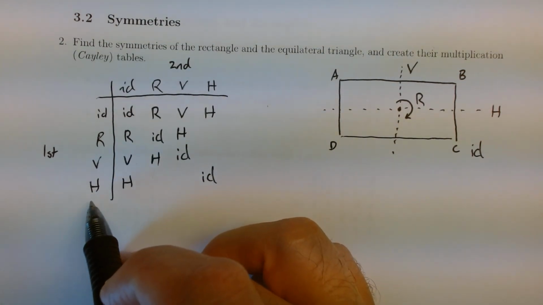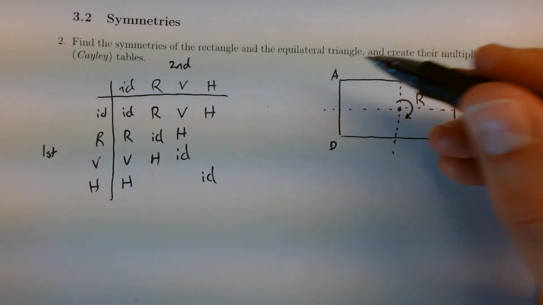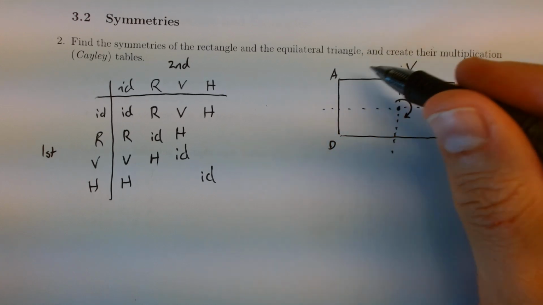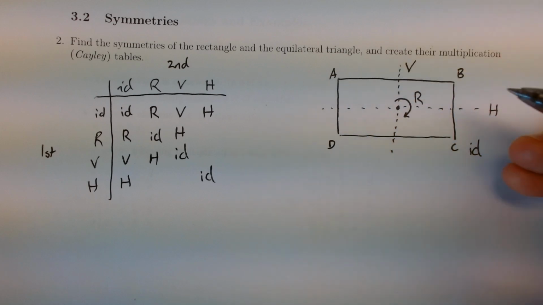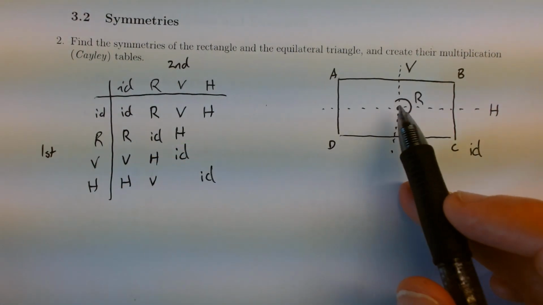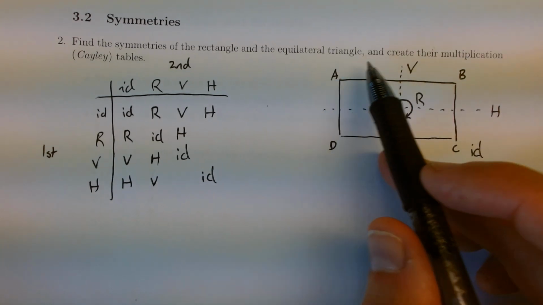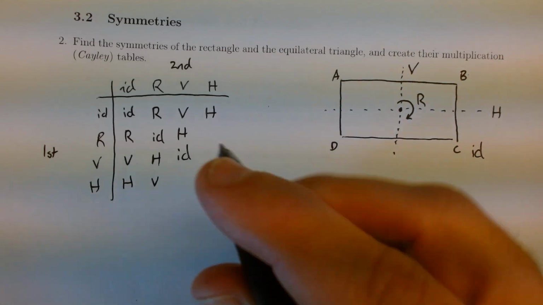If I do the horizontal flip followed by the rotation, so again tracking where A goes, horizontal flip first, and then rotation goes to here. So that's the same as what would happen if I just did the vertical flip. And that goes the other way too. If I did the rotation first and then did the horizontal flip, so the rotation would bring it here, horizontal flip brings A here. So that's the same as the vertical flip.